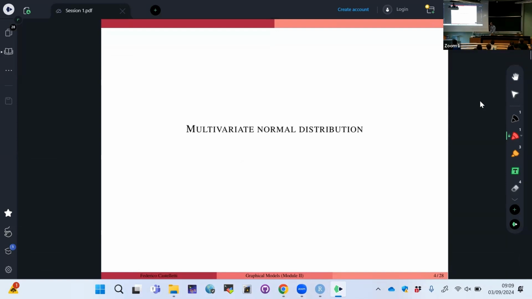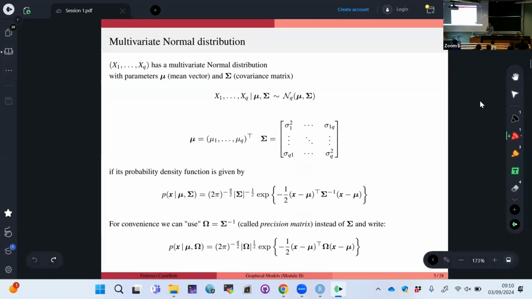Okay, so let's start from multivariate normal distributions. The reason why we need multivariate normal distributions is that, as we will see, Gaussian graphical models are, in a sense, an extension, a generalization of multivariate normal distributions in the case where the covariance matrix is constrained by a graph. So first of all, we need to review some results on multivariate normal distributions, also to fix the notation that we will use throughout our lectures.